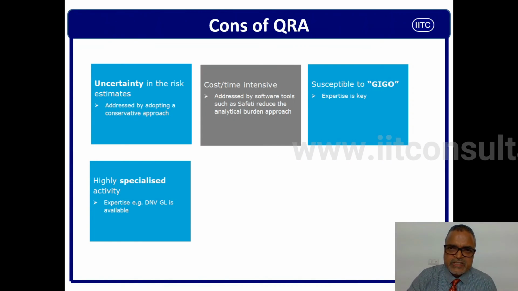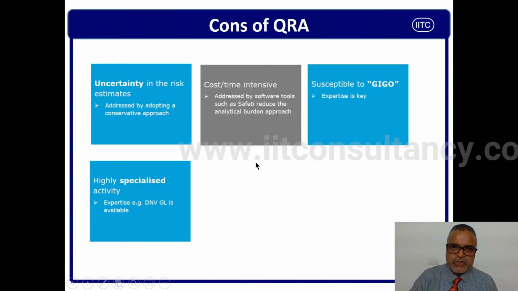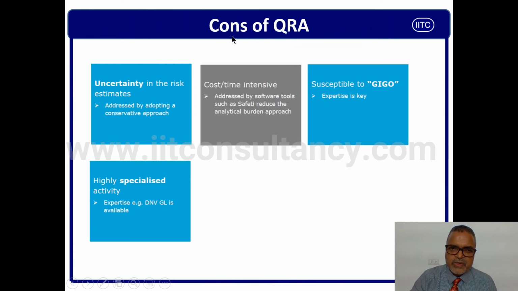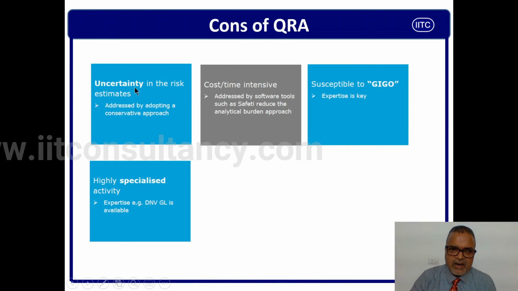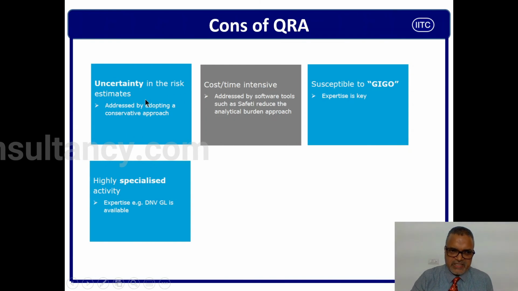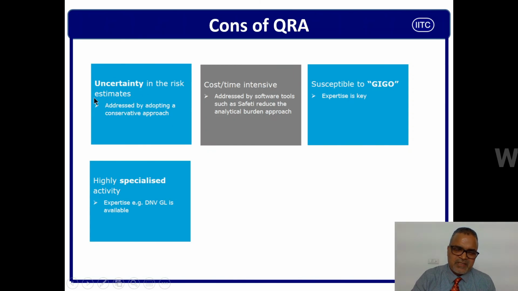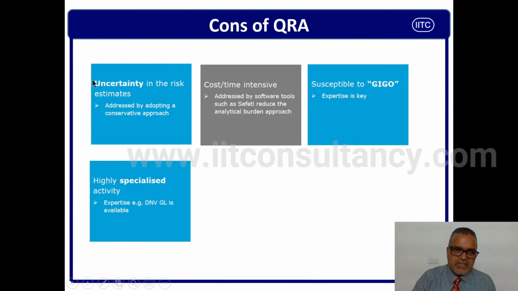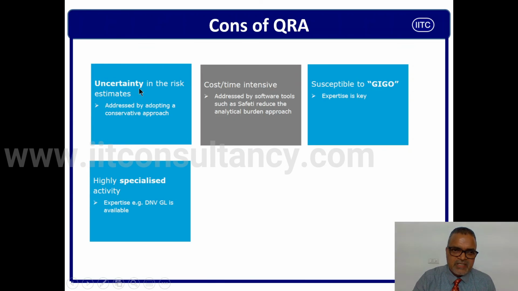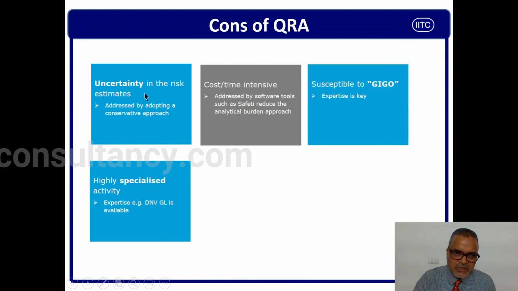Likewise, every system has its cons. Now we are going to see the cons of the QRA. Uncertainty in the risk estimates, addressed by adopting a conservative approach. This is related to data in, data out. Input is equal to output. Garbage in, garbage out. So it depends on how accurate your data is.